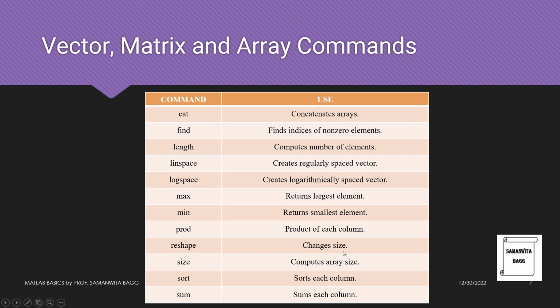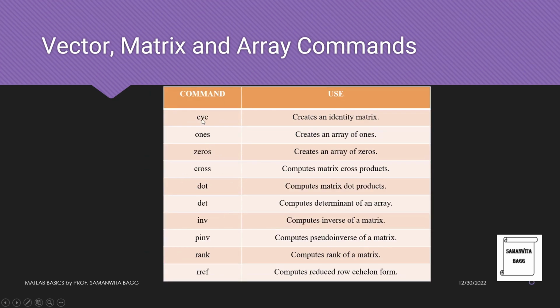Reshape changes the size. Size is used for computing the array size. So if you want to know the size of the array, you can use the command size. Sort will sort each column. Sum sums each column. Then you have eye, which creates an identity matrix. When I use the command ones, it creates an array of ones. Zeros creates an array of zeros. The zeros command is something that I've already shown you, so you can just go back and check it.